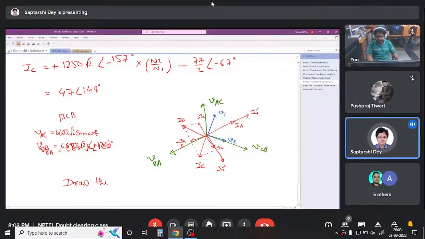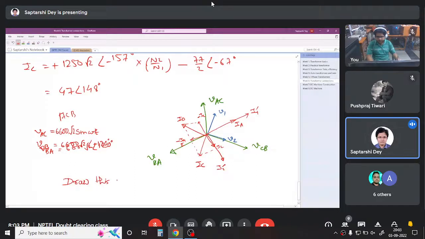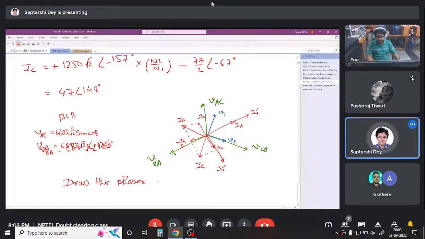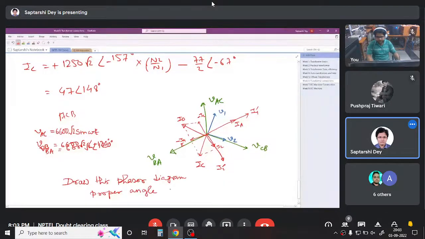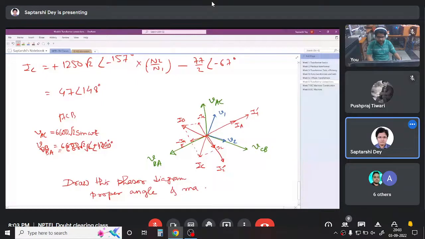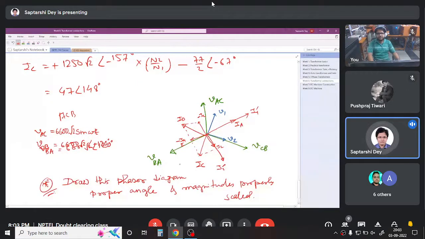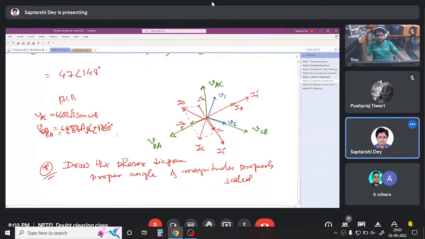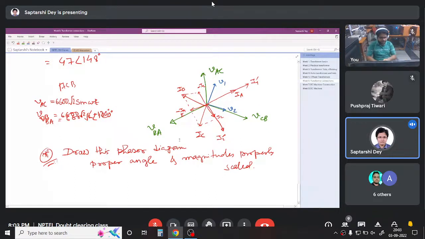Since I drew it approximately there, these angles are not exactly correct. So draw this phasor diagram with proper angle and magnitudes properly scaled. Okay, you do this thing, then you will get a feel of how the currents are getting added, which current is flowing where, what is their phases, respective positions, everything you will understand. Okay, so that's all about Scott connection.